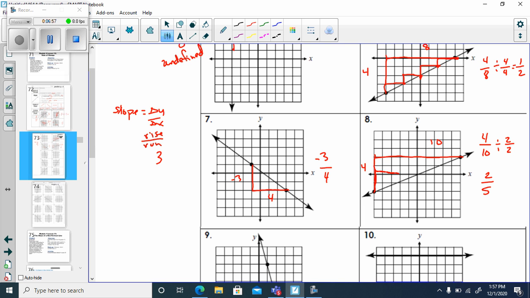1, 2, 3, 4, 5. Yep, that works. It's on the line. Up 2 and over 1, 2, 3, 4, 5. My slope is 2 over 5. It's going up. Okay. Let's look at number 9.